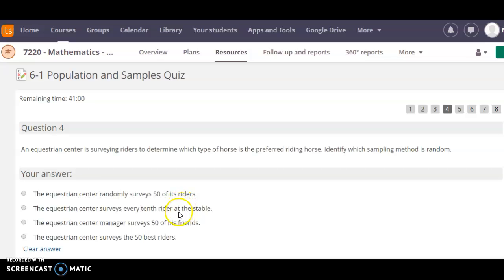Some of you put every 10th rider at the stable, which that's systematic, that is random, but there are lots of riders that are not necessarily at the stable that day. So the best one would be the Equestrian Center randomly surveys 50 of its riders.